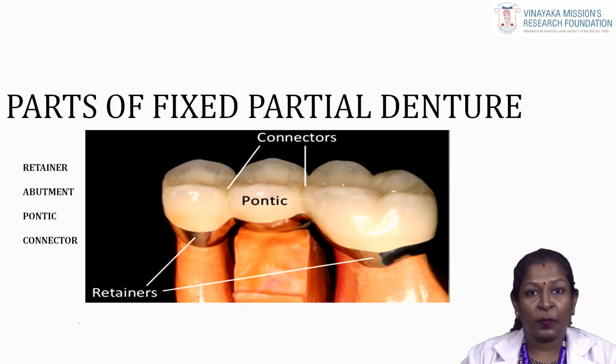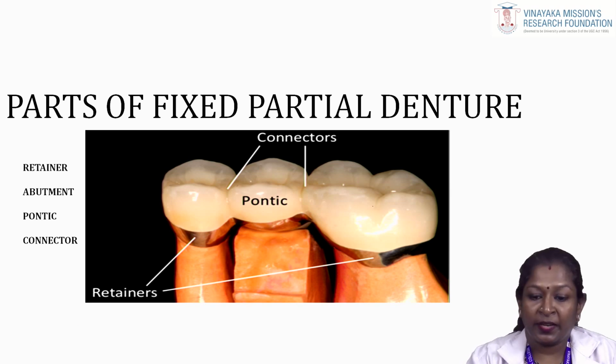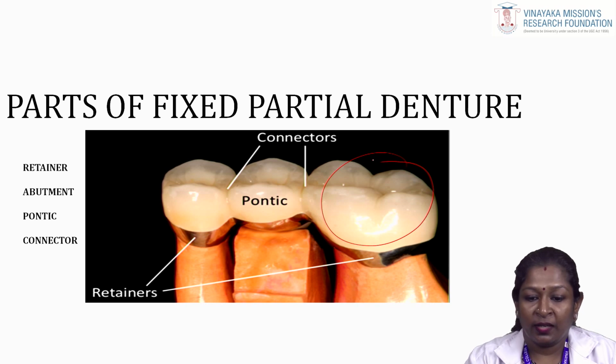Before we dive into the topic, I would like to introduce you to what a fixed partial denture is. If you look at this picture here, this is going to be a retainer, and this is the pontic that replaces the missing tooth, and here is your connector, which is part of your FPD and is going to connect or join your retainer and pontic.